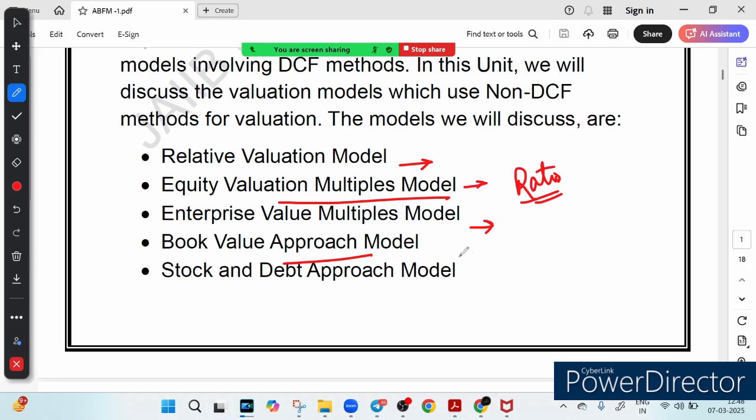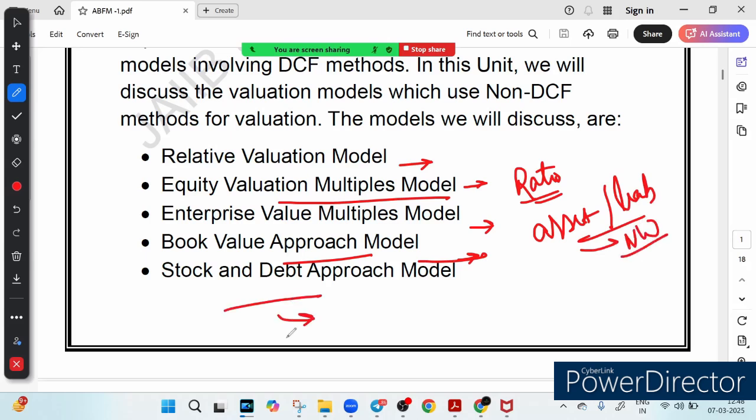And then the book value approach, which checks a company's net worth based on its assets and liabilities. In book value, we check the company's assets, we check the company's liabilities, and then we decide what is the net worth of the company, which is called NW. And finally the stock and debt approach, which evaluates a company based on both its stock and debt. So each of these methods gives a different perspective on valuation, just like checking a shop price based on location, sales, even the number of customers. In the next part we will break these down one by one with real world examples, so stay tuned.